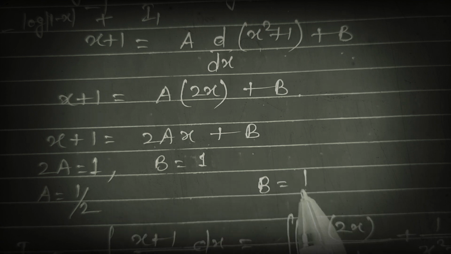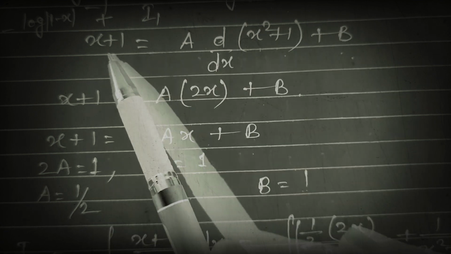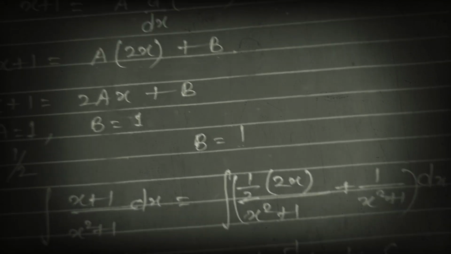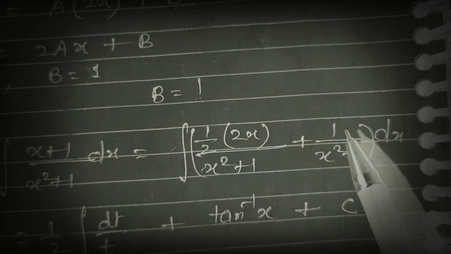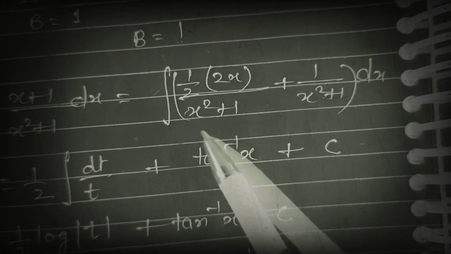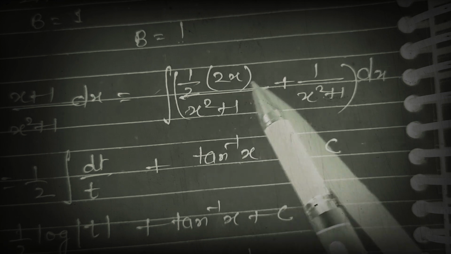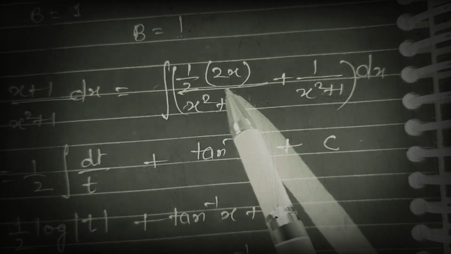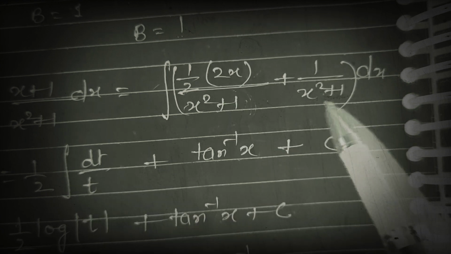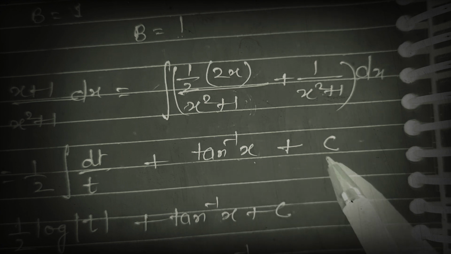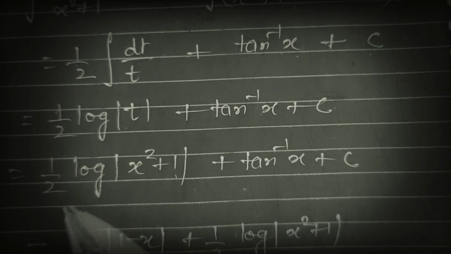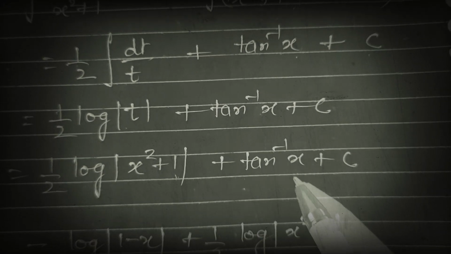Now putting the values of a and b in this, x plus 1 we can write as 1 by 2 into (2x plus 1). Clear? 1 upon 2 into (2x plus 1), and denominator is x square plus 1. So divide separately. If we take this as t, this will be dt. So 1 upon 2 outside, this is t, this is dt. 2x dx is dt, so dt upon t. And 1 upon (1 plus x square) integration is tangent inverse x plus c. It is log t, t value is x square plus 1. So answer is half of log (x square plus 1) plus tangent inverse x plus c.